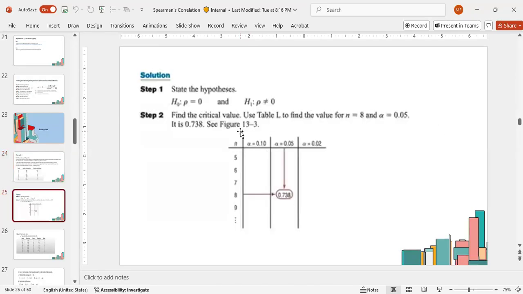So what will we do? We'll take this table, and you can see that these are the number of observations. We'll go to 8, and then there are different values for alpha. This is the value for alpha 0.10. This is 0.05, and this is 0.02. So what will we do? We'll find the value for alpha 0.05 for the number of observations we have in our example, because we have 8 observations. So we'll say 8, and here we will see this column where alpha is equal to 0.05. So this critical value is 0.738. These are pre-formed tables.